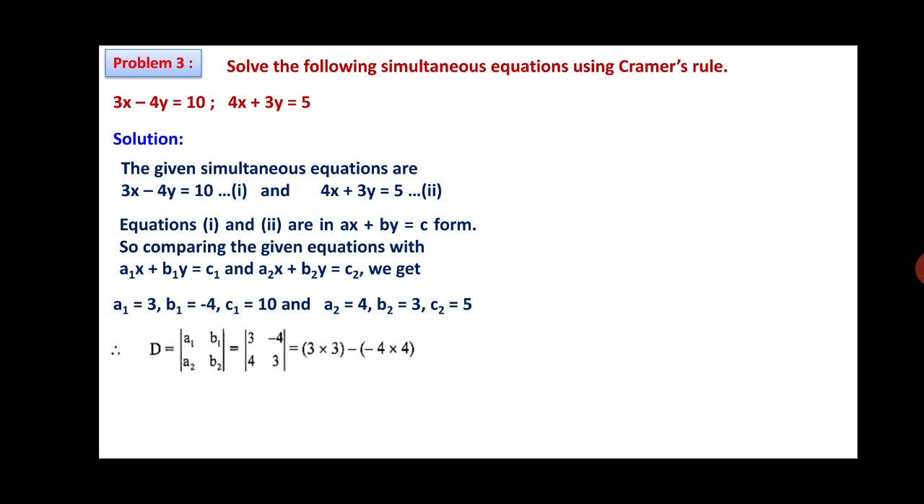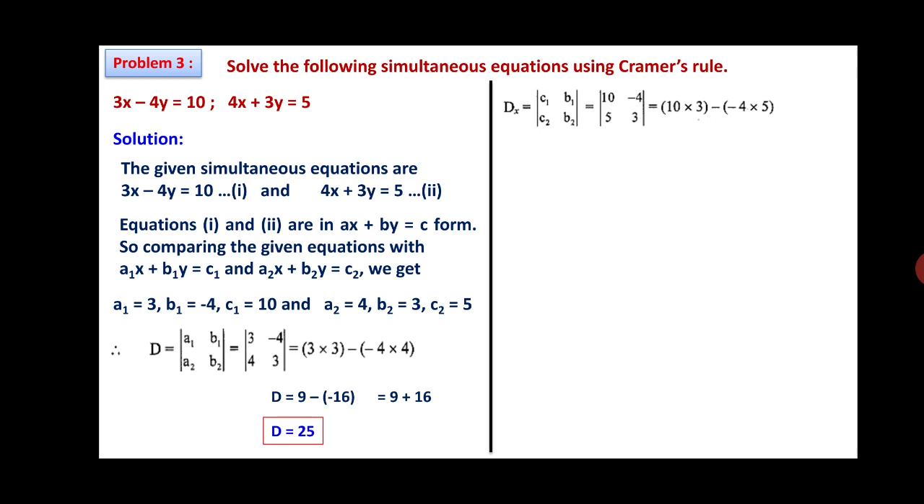Therefore, the value of d will be a1 a2 b1 b2, that is 3, 4 in the first column, second is -4, 3. After simplification, 3 into 3 minus -4 into 4. So which will be 9 minus of -16, that is 9 plus 16, which will be d is equal to 25. Second, we will calculate dx, which will be equal to c1 c2 b1 b2, which will be 10, 5, -4, 3, which will be 10 into 3 minus of -4 into 5, which will be dx is equal to 30 minus of -20. So which will be 30 plus 20, therefore dx is equal to 50.